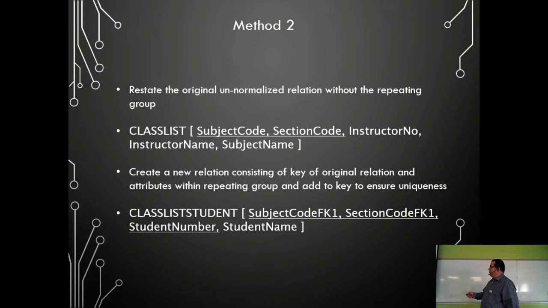This particular fellow who created these slides, because these aren't mine, I'm just inheriting somebody else's slides for this bit, decided to add on to the name of the foreign key, so subject code FK and section code FK. This is basically the foreign key that points to the subject code here, and the section code here points to this foreign key. So the class list student has two foreign keys plus the student number, and they're all part of the primary key. So now we have a two-piece primary key here and a three-piece primary key here. It's not the best, but it'll do.